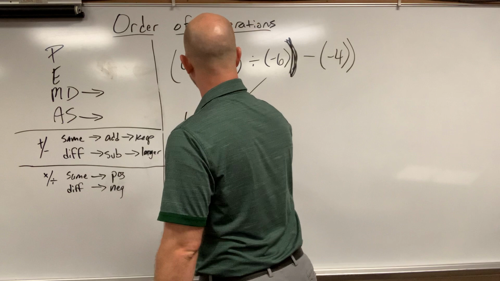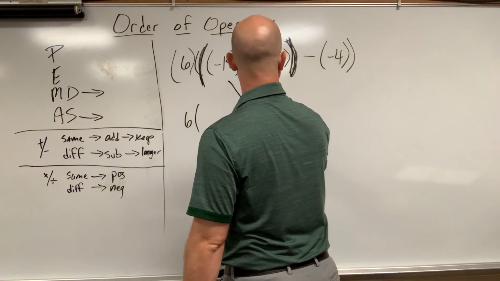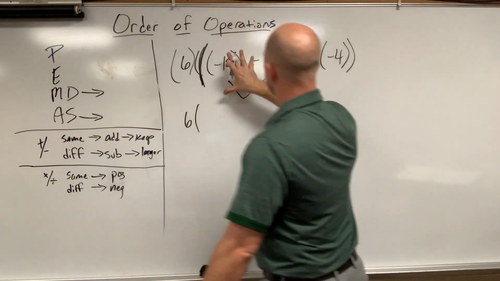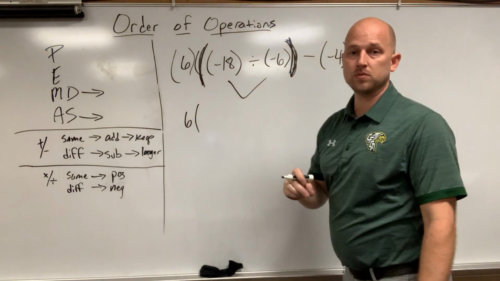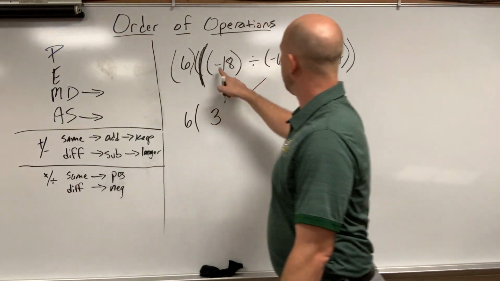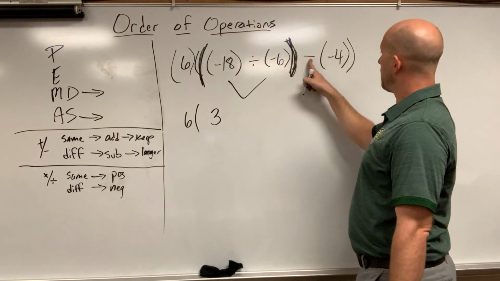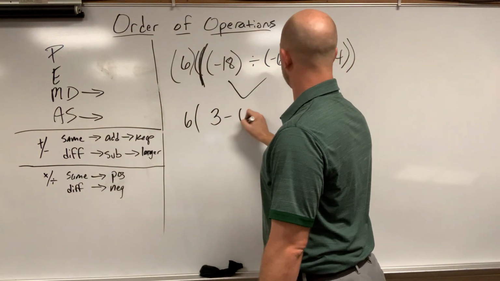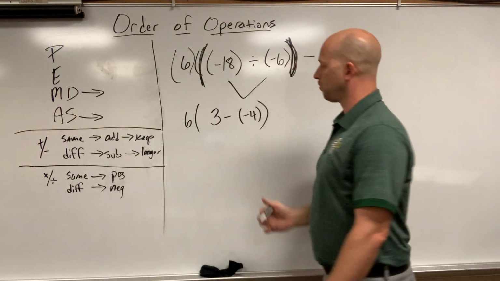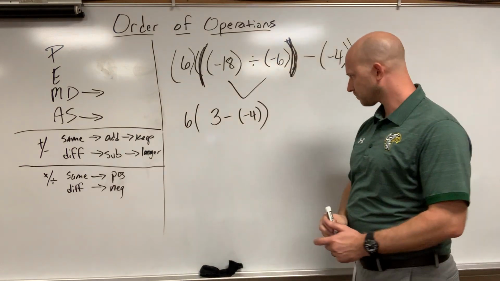Okay, and I'm gonna rewrite all this craziness. I'm gonna get rid of some parentheses though. Okay, let's do that first. -18 divided by -6, well 18 divided by 6 gives you a 3. And negative divided by negative, they're the same sign, so it's positive. So that's positive 3. And then we're subtracting -4. There, doing one step took a lot of the craziness out.